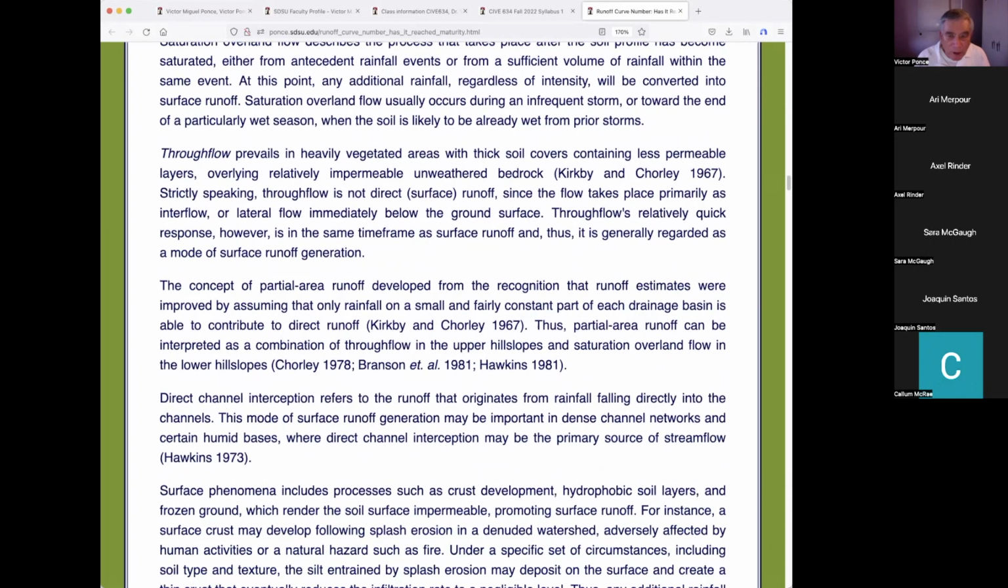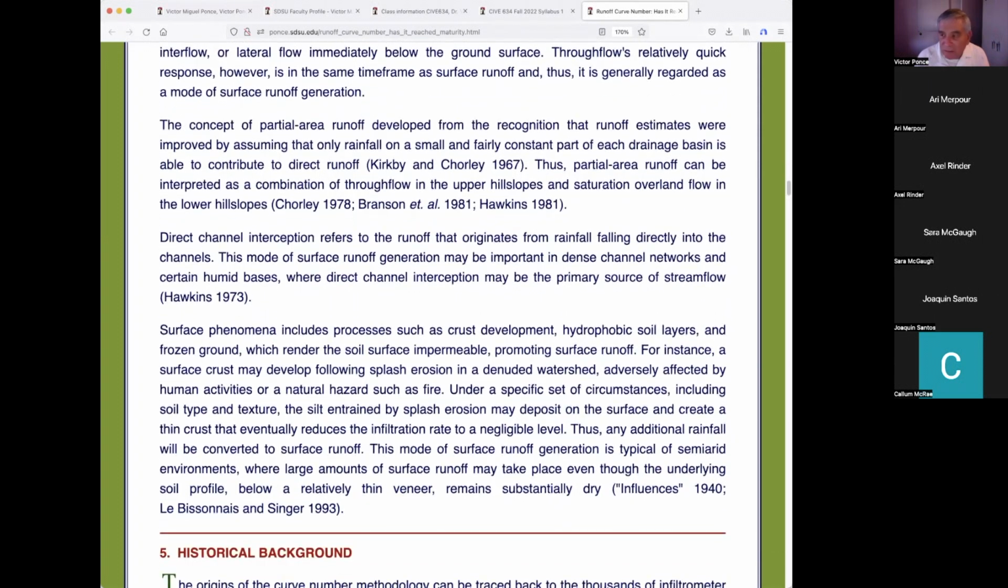Throughflow, I don't want to talk too much about throughflow. It's the invention of Mr. Kirkby and Shorley, 1967. Direct channel interception, not too much to talk about, only to recognize it, because it could be important in certain places.